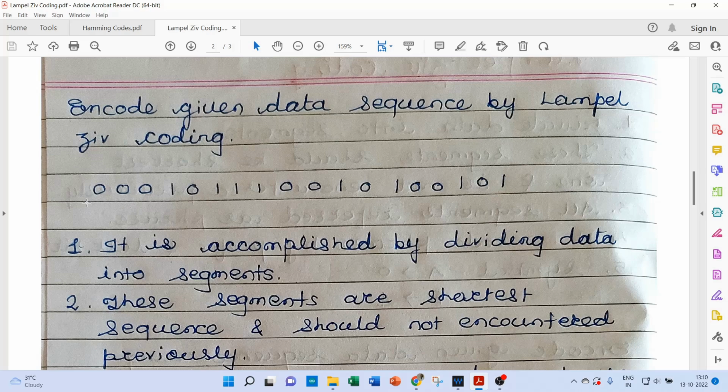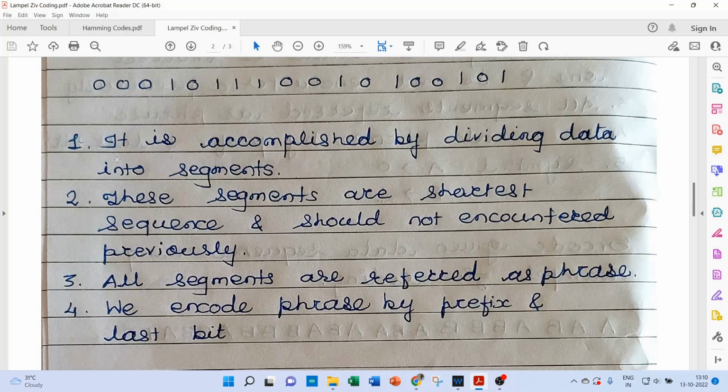The data sequence is 0 0 0 1 0 1 1 1 0 0 1 0 1 0 0 1 0 1. Now it is accomplished by dividing data into segments. Here again the same steps we are going to follow. I have already shown this in the first lecture, but I am repeating it here. The first step is to divide the data into segments, and these segments are the shortest sequences that have not been encountered previously.